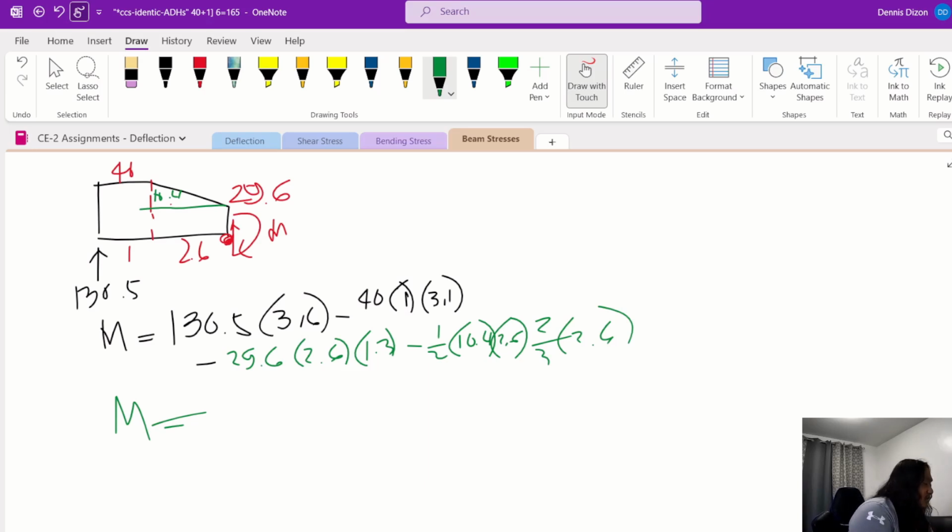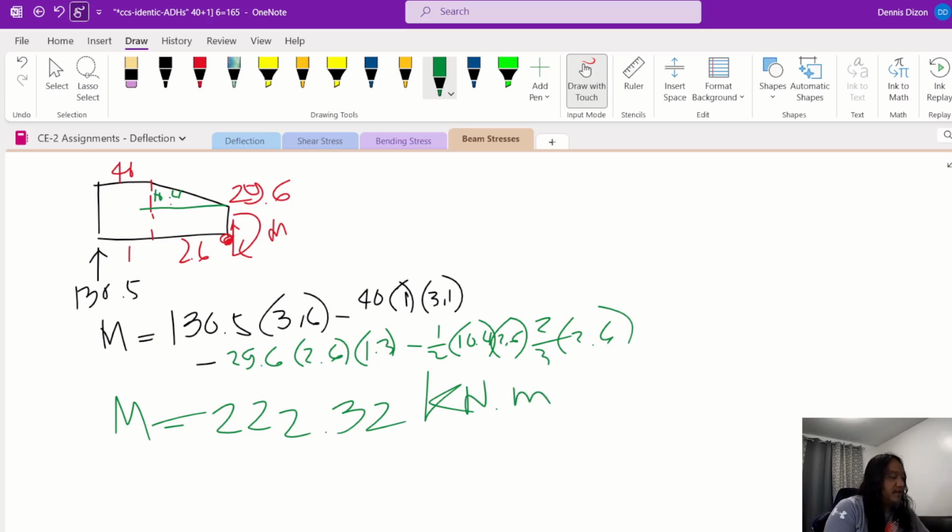So this is 222.32 kilonewton meter. So this is the positive moment.